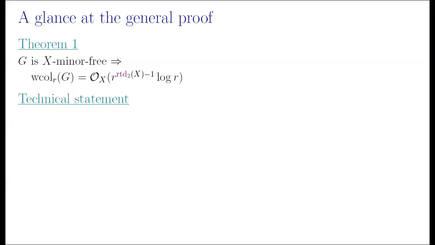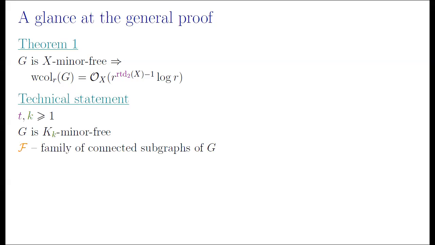Let me state a technical version of this theorem, which is an induction claim. So we have two parameters, t and k. Now we assume that G is K_k minor free. I will explain it later. We take any family F of connected subgraphs of G. This is new. We say that G has no F-rich model of G_{q,t}. Q, I will not specify, it should be something, but F-rich is the important part. I will explain it later. In particular, it has no model of G_{q,t}.